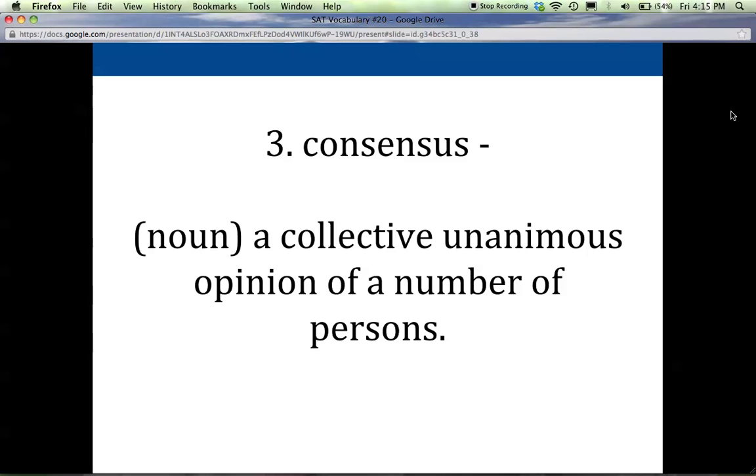3 is consensus. And if we have a consensus, that means we all agree. And the definition, it's a noun. It says a collective, unanimous opinion of a number of persons. This is a definite SAT definition. So a collective, unanimous opinion. You got a bunch of people in a room. If they all agree, then you have a consensus.